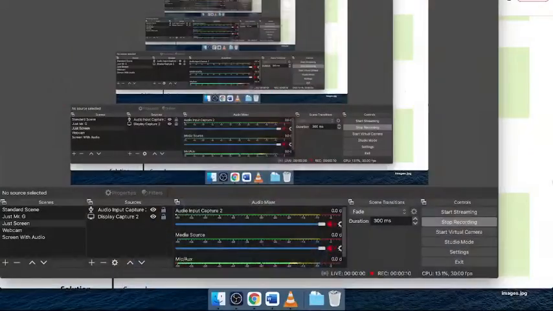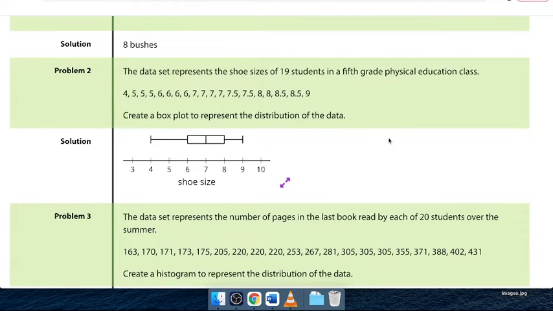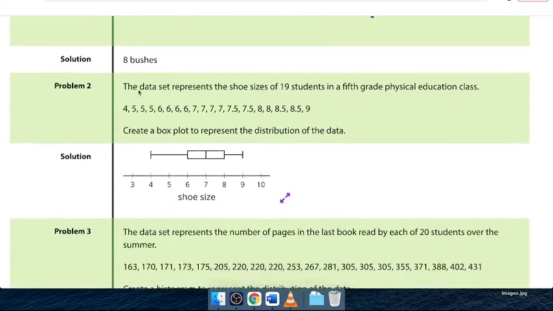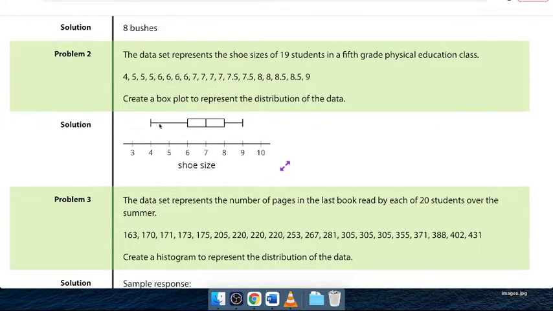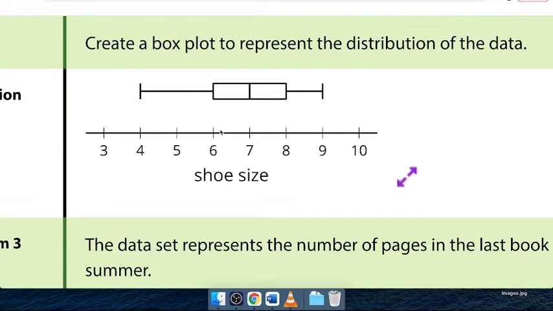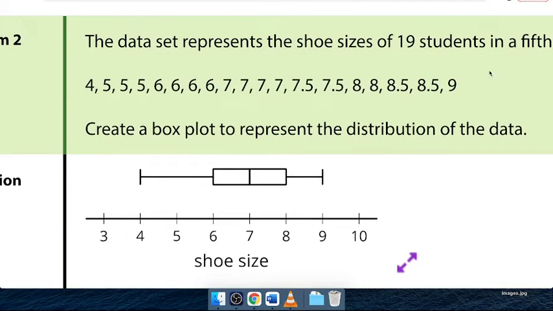As we look at the homework, I assigned the second problem here, which gave you a set of data, and then you had to make a box and whisker plot. By the way, this is what the answer looks like. As you look at this, the lowest number is 4, the highest number is 9. How do they get the rest of these? I could see the 4 and the 9 from the data, but how do you get the rest?